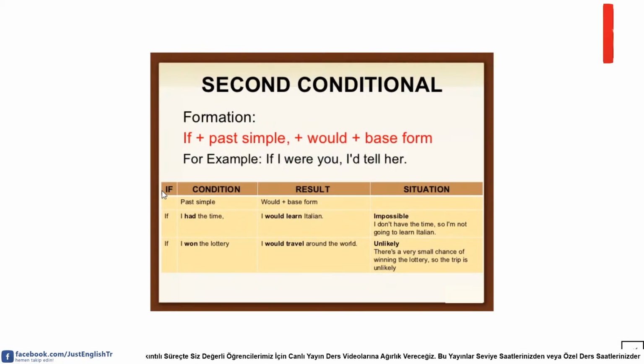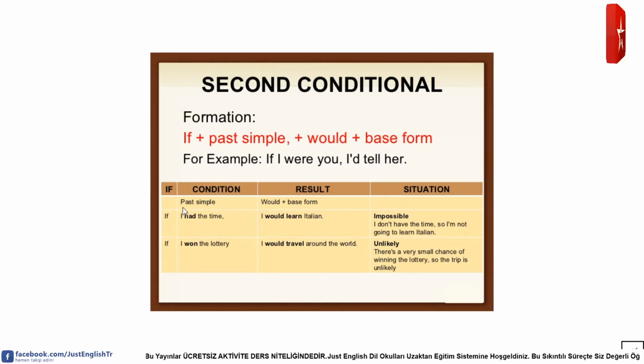I will show you some examples. As you see, if plus past simple, and subject plus would plus base form. For example, if I were you, I would tell her. Were is a past form of be. Am, is, are are for present simple, but for the second conditional we should use a past form. If I were you, I would tell her.